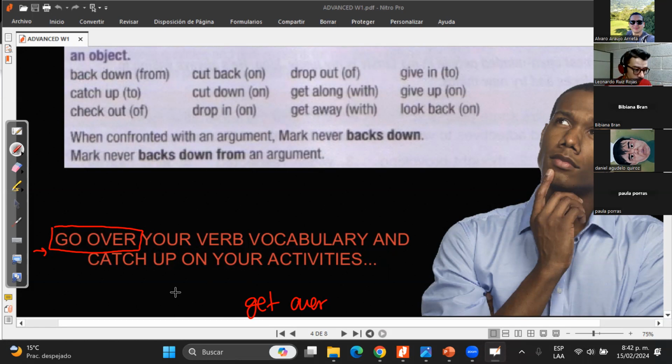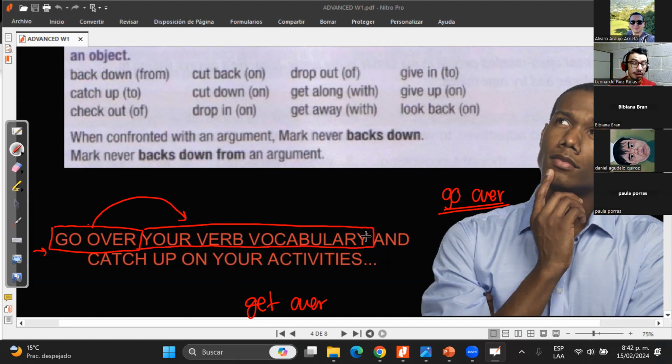A ver. Es intransitive when it's caer, ¿no? Intransitive. Go over, ¿cierto? Entonces go over a cliff, por ejemplo, pasar por encima, literal. Pero recuerden que también go over significa repasar algo. Y en ese caso no es intransitive, sino transitive. Entonces, ¿repasar qué? Go over your verb vocabulary. Ready? Go over your verb vocabulary and catch up on your activities.